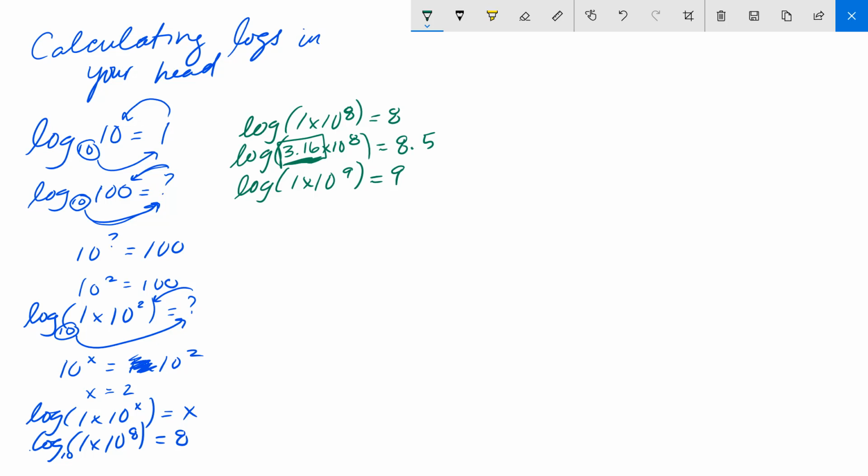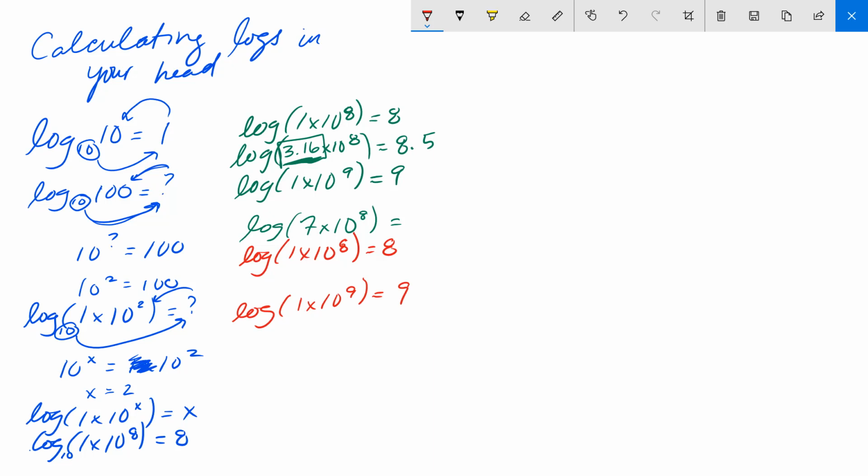Now the reason this is useful is because if I asked you to calculate something like the log of 7 times 10 to the 8th in your head, that would be very difficult to do. But understanding this halfway point can help us find the answer. The way we're going to approach these types of questions is we're going to say, well, if it was the log of 1 times 10 to the 8th, that's easy. We know that's 8. If it was the log of 1 times 10 to the 9th, again, that's easy. We know that's 9. And now we know that if it was the log of 3.16 times 10 to the 8th, that would be 8.5. Now all we have to do is find where our value fits in to this scale.